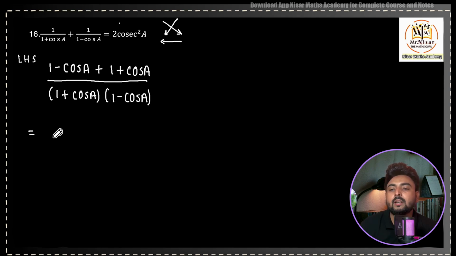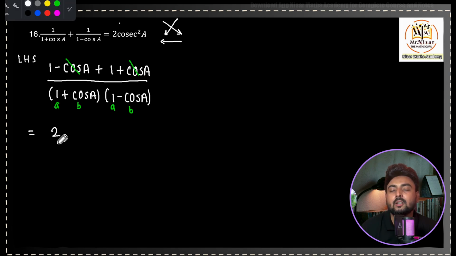1 plus 1 is 2. Yes, you are correct. Here what we can do, minus cos A plus cos A, it will be cancelled. Now something very important in the denominator, same terms and with the opposite sign, so it becomes a plus b into a minus b. What is a plus b into a minus b? Quickly you have to say a square minus b square.